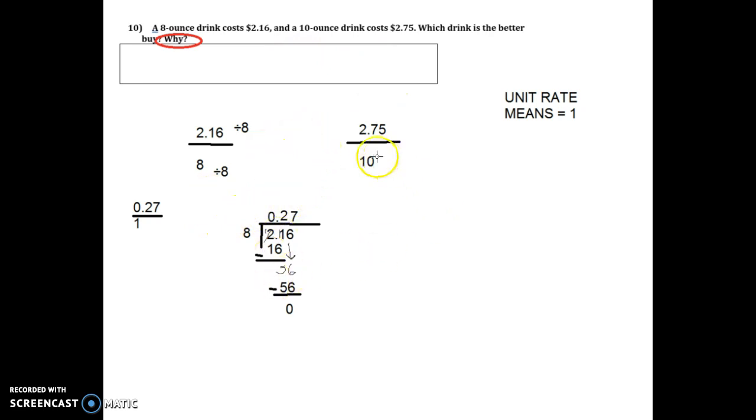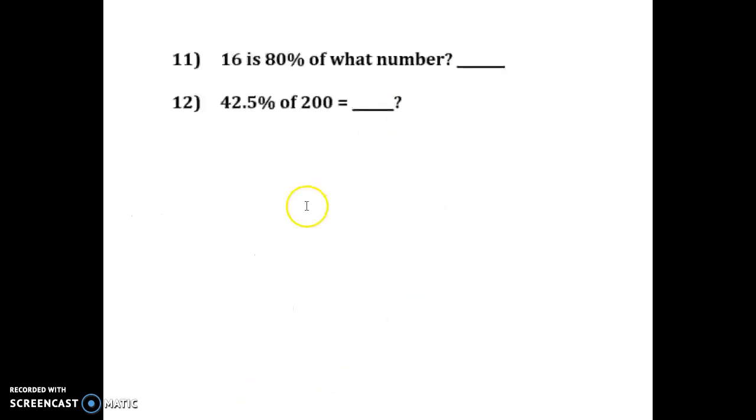You're going to say, the unit rate for the first one was this. The unit rate for the second one was this. So the better price is whichever one has a better unit rate, right? All right. That's question number 10. All right, last we got, I'm going to do these two real quick, 11 and 12.